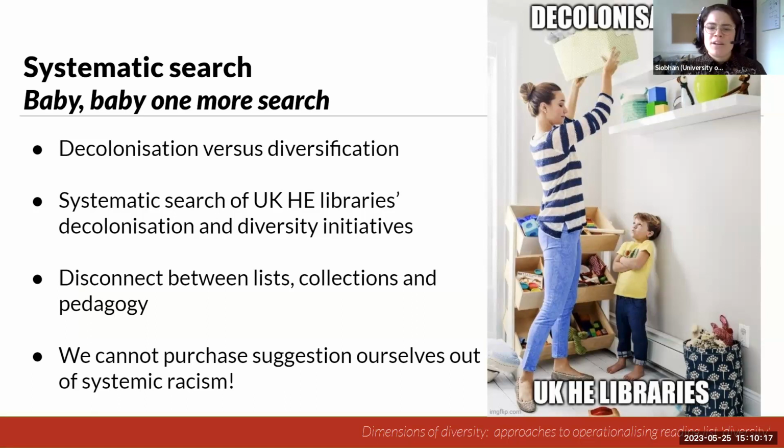On a more practical level, one of the main realizations I came to is that there is a disconnect, at least in the materials I saw and the things I read and analyzed, between the lists, the collection, and the pedagogy. So we have reading lists, and then we have library collections, and then we have the teaching side of things, and there are obvious links between all of those, as we will all know. But when we talk about diversification and decolonization, it seems that we don't critically think about how these are actually related and how the power links between them work.